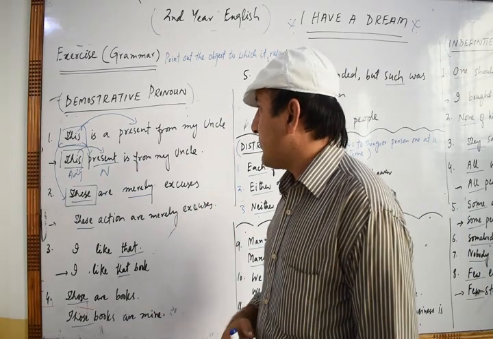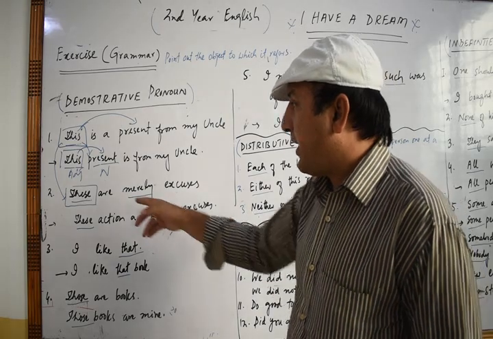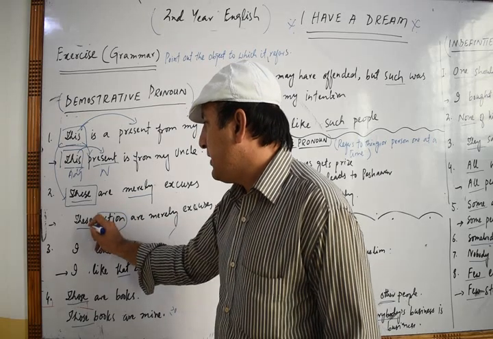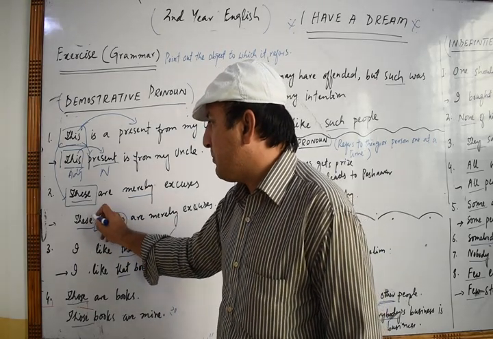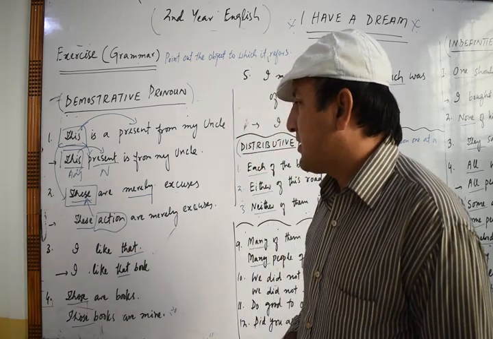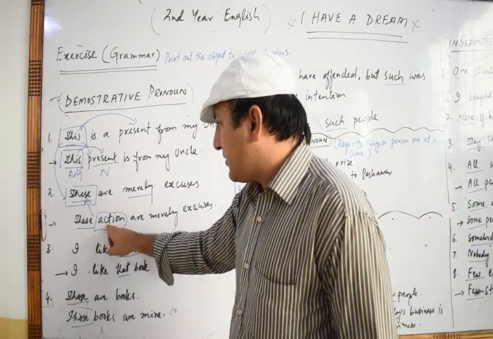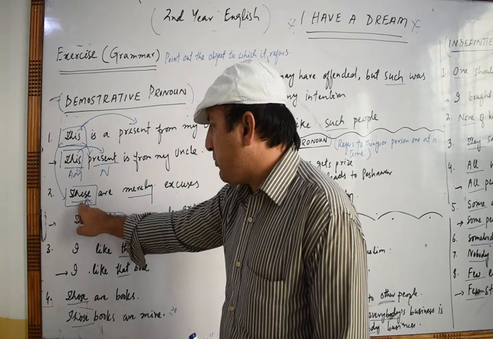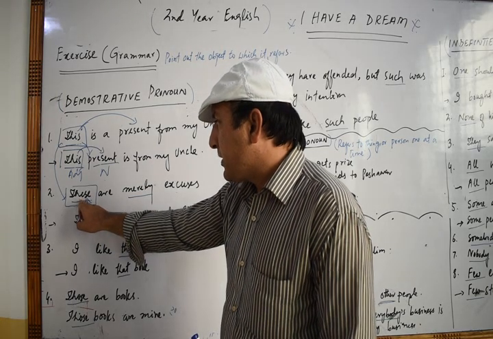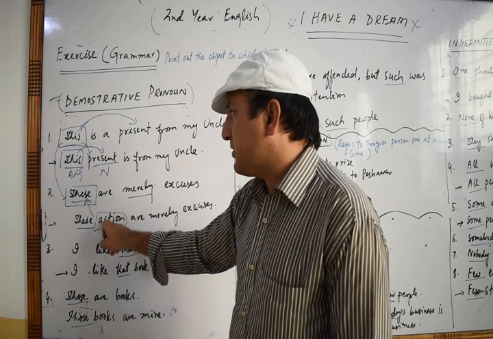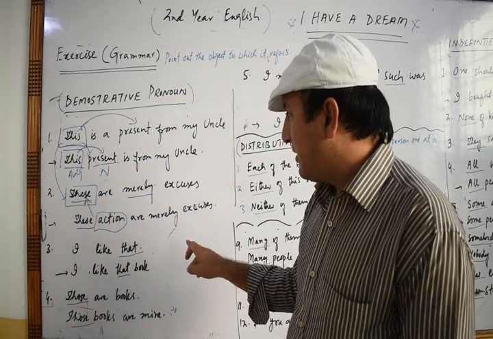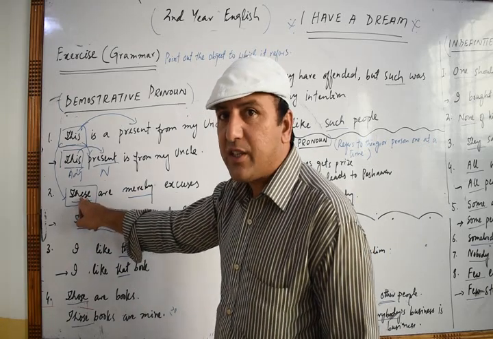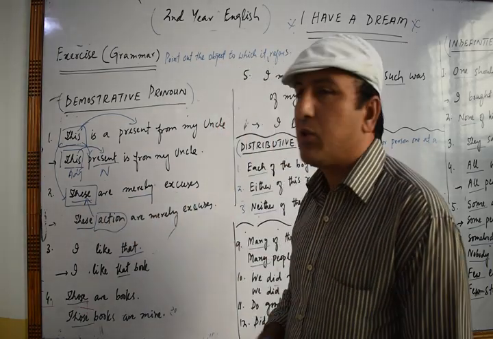So these points out an object, or it has replaced an object. That object or thing might be an action as well. For example, in place of these actions, we put these. Here action has been put quite close to these, and here we don't have actions. So these is used in place of action. These actions are merely excuses. So this action has been replaced with these, pronouns. So these are merely excuses.